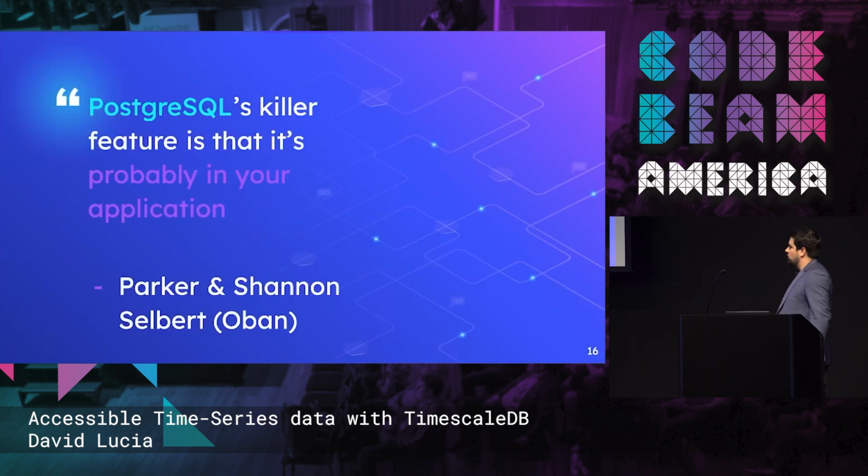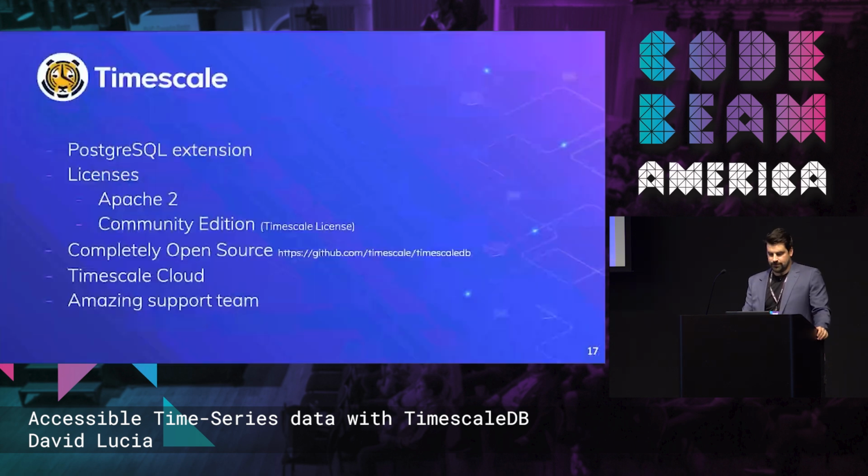Now, I really like this quote. This is from Parker and Shannon of Open fame. In a recent blog post, they said, "Postgres' killer feature is that it is probably already in your application." And that ubiquity means that if you're building something, new infrastructure is always going to get in the way of releasing product. But if you can work with the tools that you're already familiar with and already comfortable with, that's going to give you a competitive advantage.